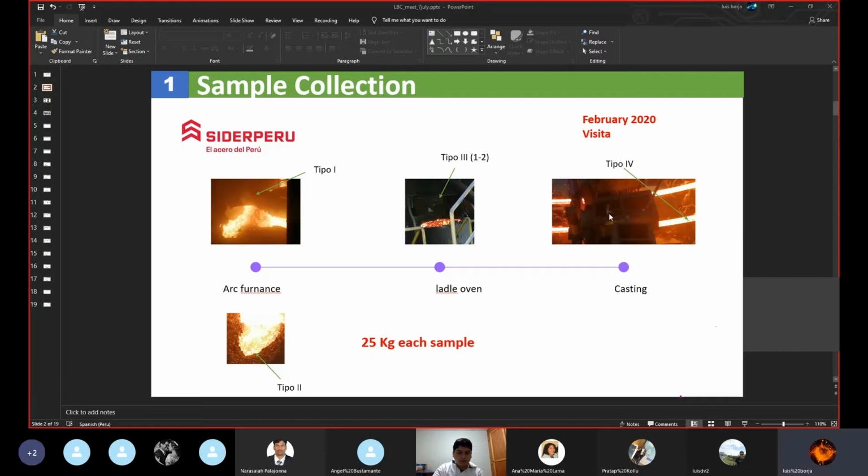In the case of the type 4 sample, it comes from the surface of the billet bars, as you can see indicated by this point. It's like a black layer. This is produced by the reaction with the surface of the rod as its temperature lowers, and by the reaction to the environment. We obtained 25 kilograms of each sample.